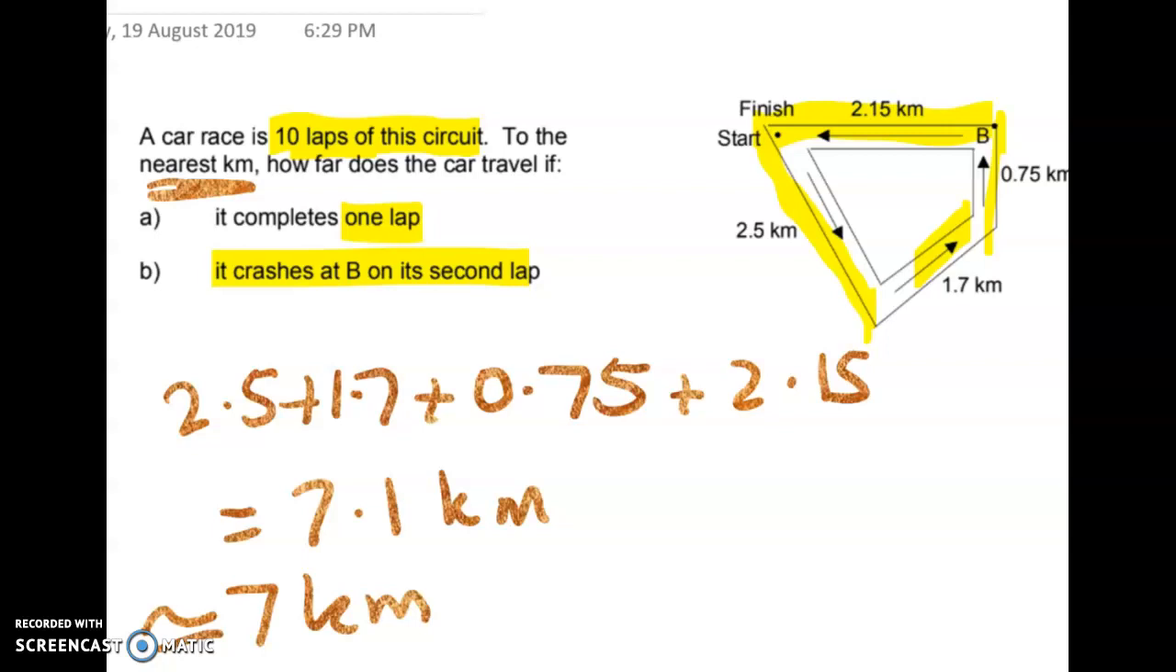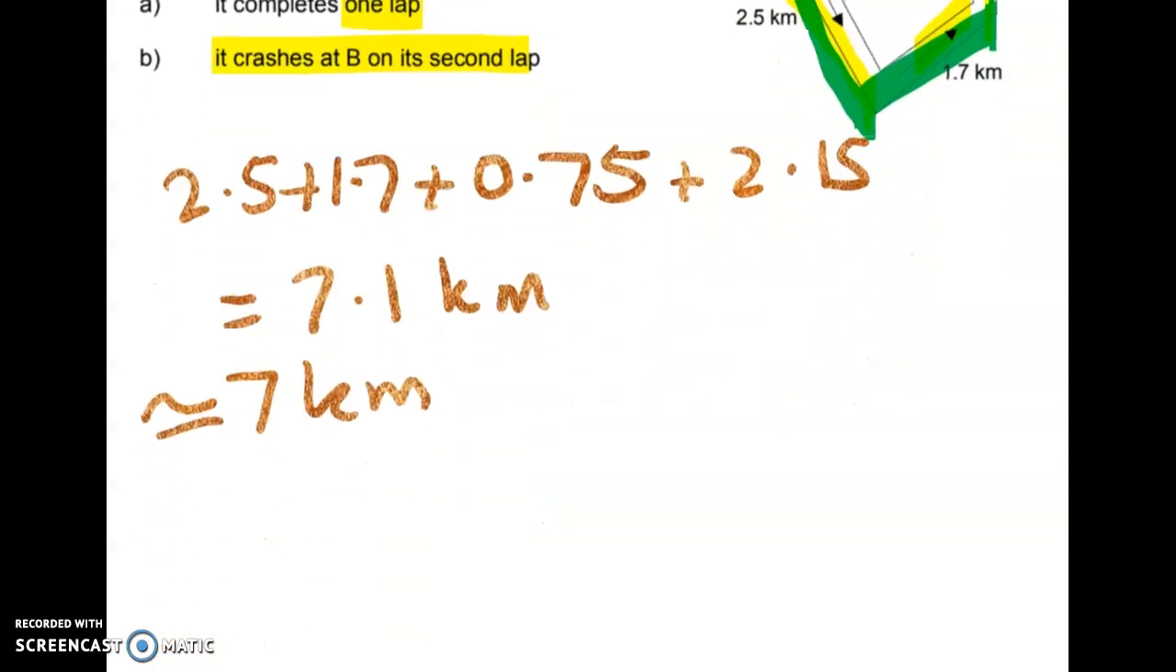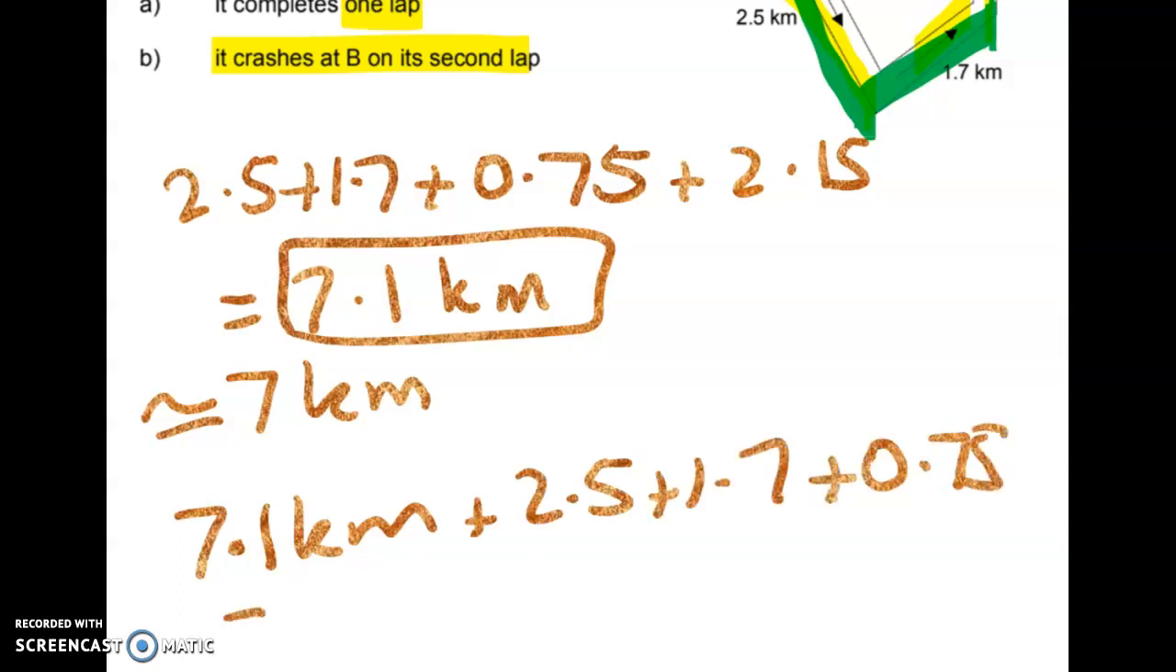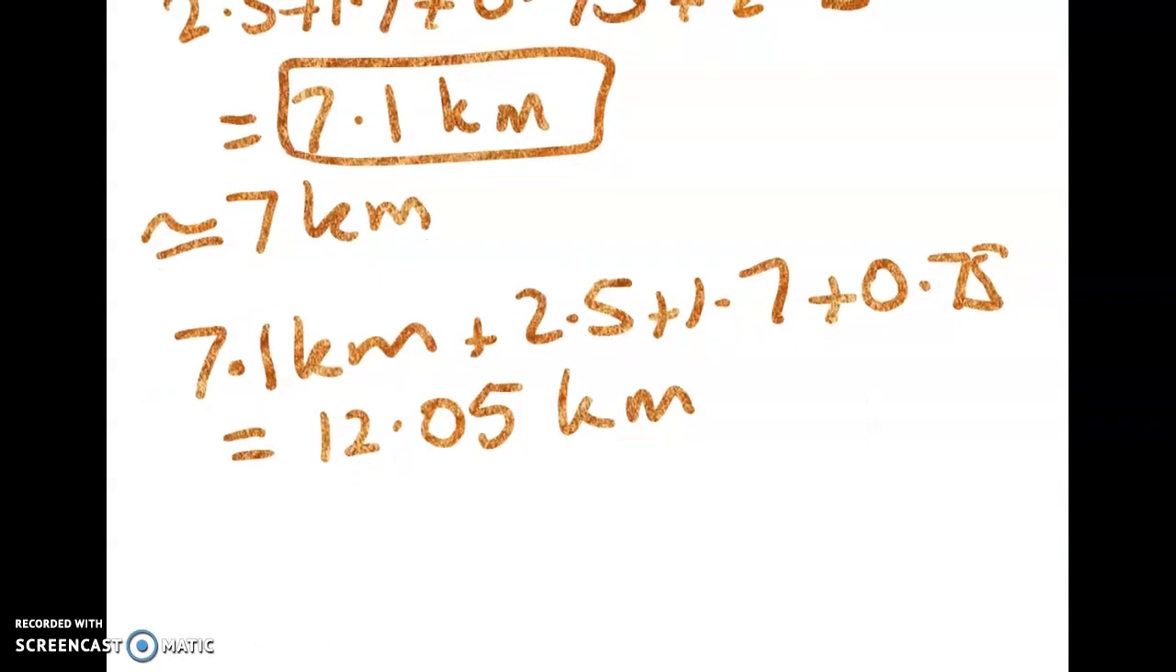Okay, now if it crashes at B on its second lap, let's see how much further it goes. So it does 1 full lap, and then it also goes back to the start, and then it goes here, and then here, and then here. So what do I have to do? Well, I have to take 7.1 kilometres, so my exact answer there, and then I add on those three bits. So 2.5 plus 1.7 plus 0.75, and that gives me how many kilometres? I think it's 12 point something. 12.05 kilometres. So to the nearest kilometre, that is 12 km.